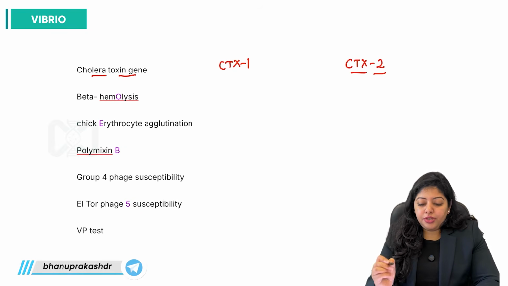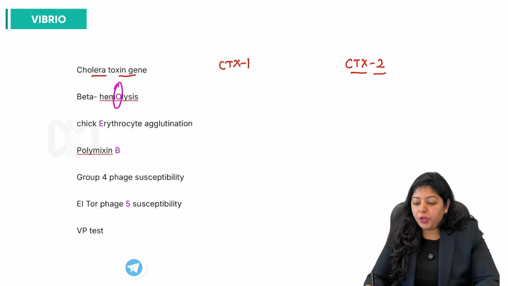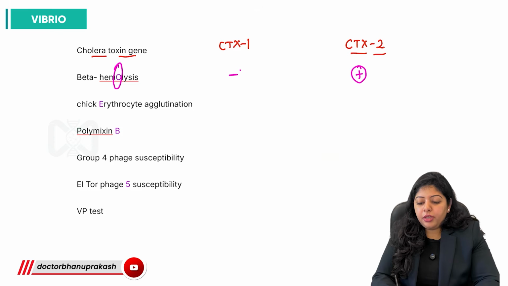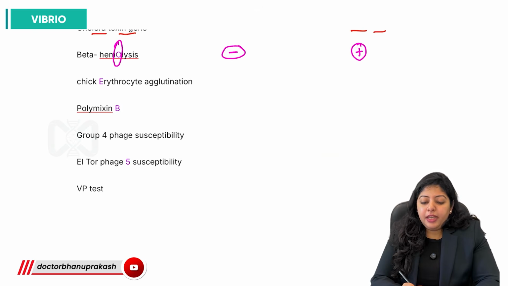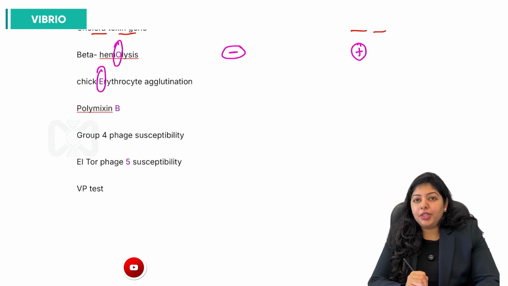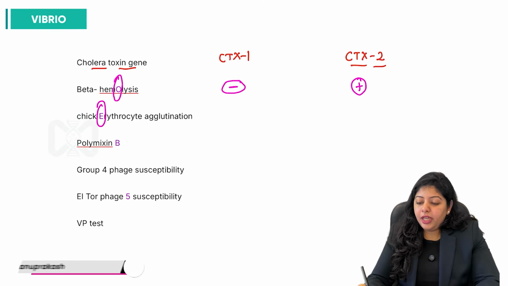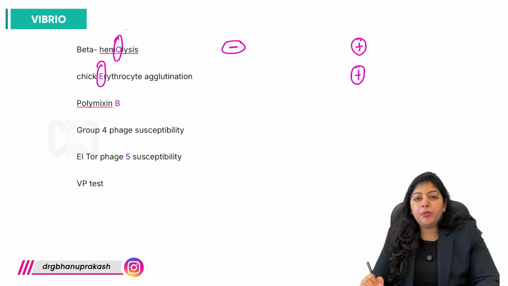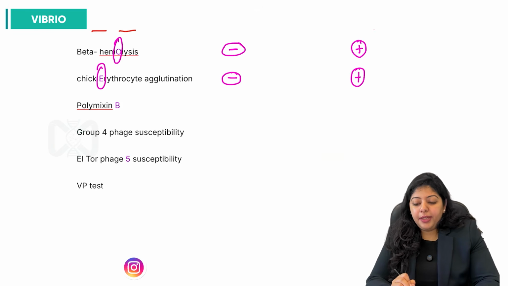Now beta hemolysis would be positive for El Tor because it has E. It is given positive by El Tor, but hemolysis is not seen in the classical biotype, right? And then erythrocyte agglutination. Again, it has E and El Tor has E, so agglutination would be positive for El Tor biotype, whereas it would be negative for classical biotype, right?